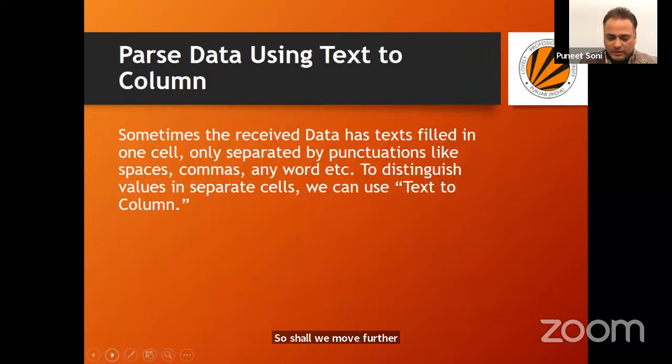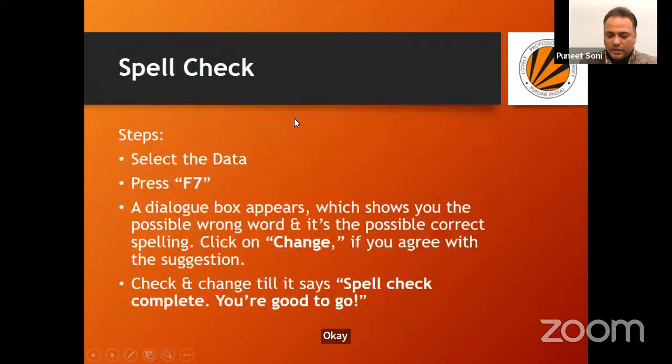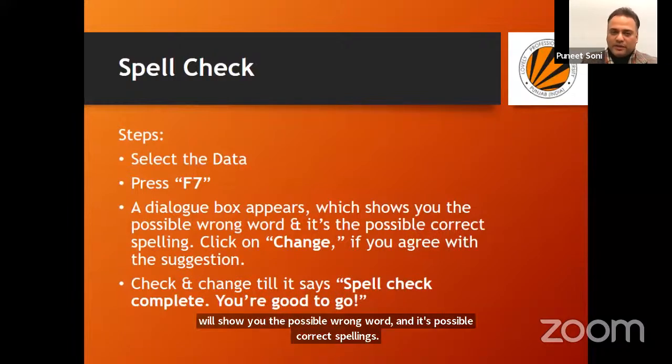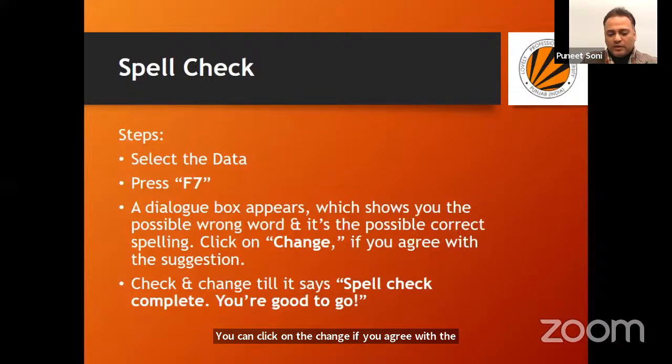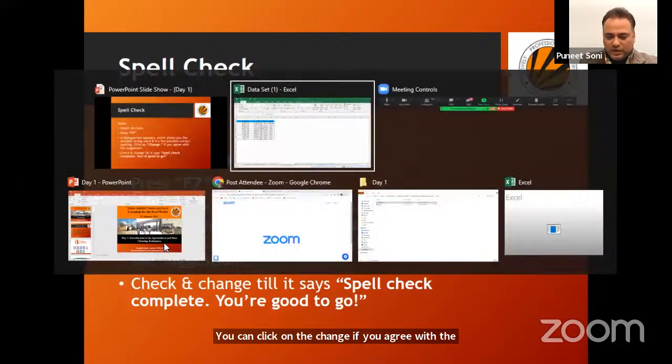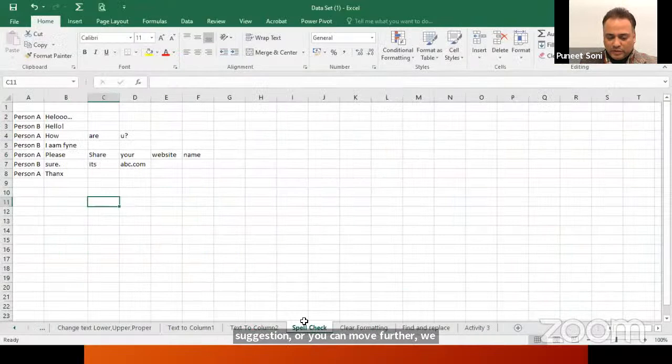Okay. So coming to the next option of spell checking, how we can spell check the same? Simply press F7, a dialog box will appear. It will show you the possible wrong word and its possible correct spellings. You can click on change if you agree with the suggestion, or you can move further. We can have a practice on this in the spell check sheet.